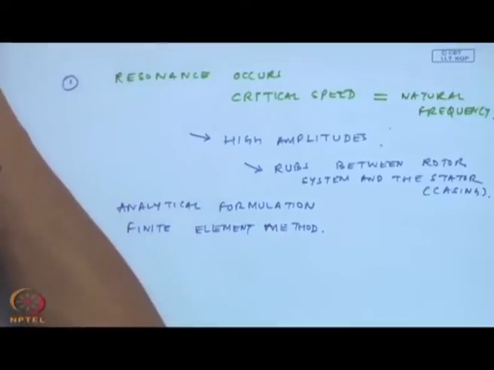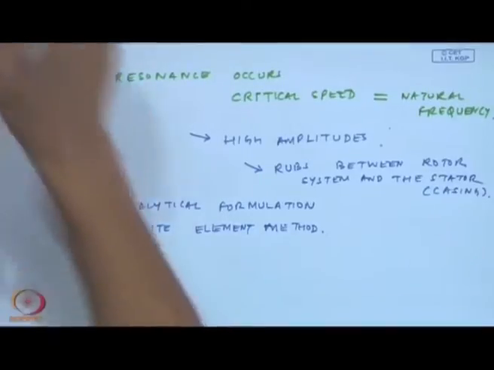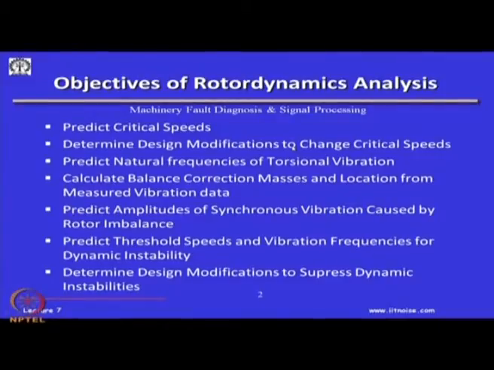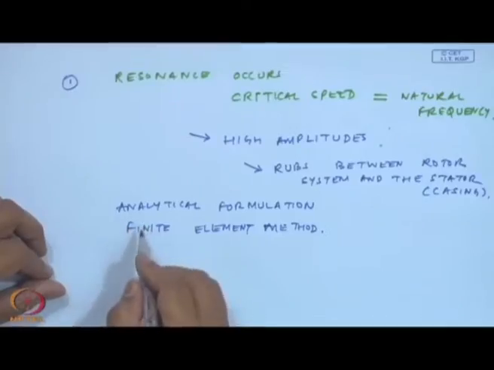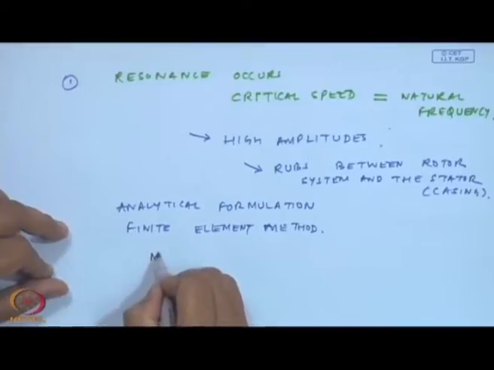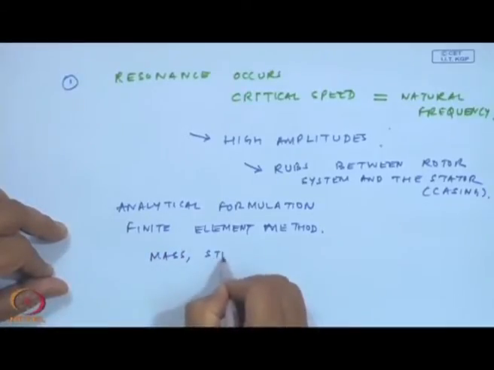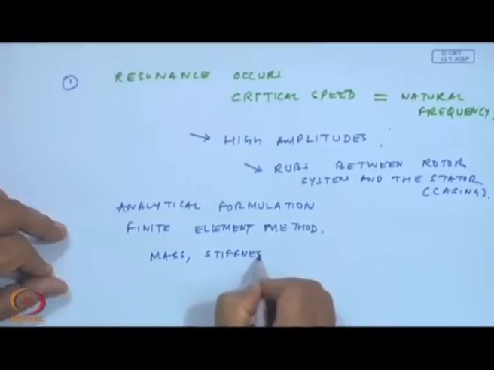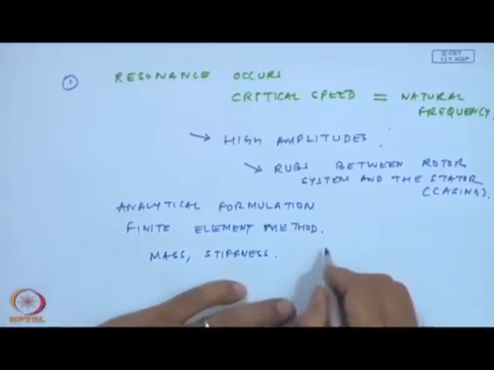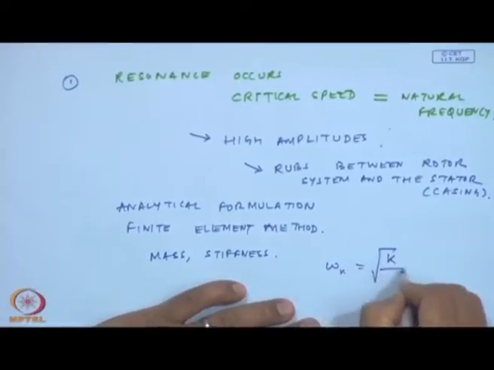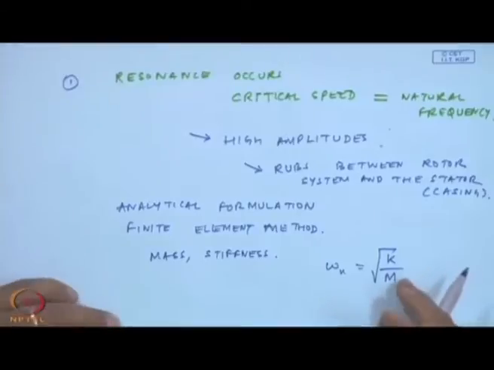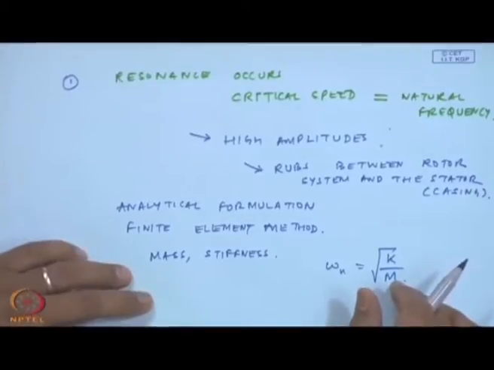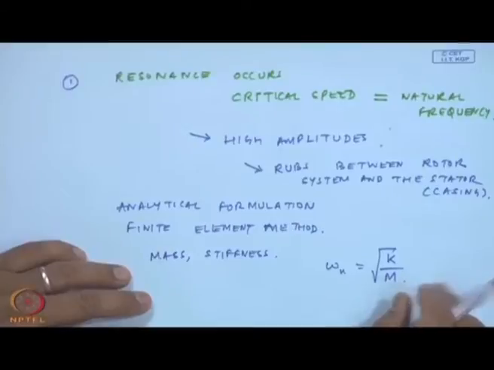The next is to determine design modifications to change critical speeds. We can do certain design modifications to change the critical speeds. Through these mathematical models, we can change the mass and stiffness of the appropriate system and change the critical speeds. Omega n is equal to root over k by m. So, as a designer, we can play around with the values of k's and m's and change the critical speeds.